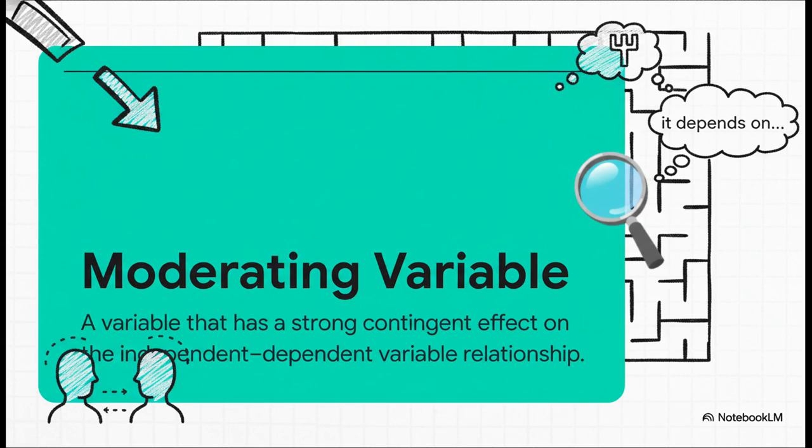And this is where things get really interesting, with the moderating variable. This is a game changer. It's a third factor that can change the strength of that main relationship. This is the classic "it depends on" variable. And honestly, this is where you go from simple observation to some really deep insight.